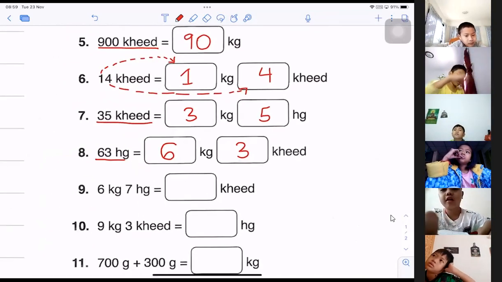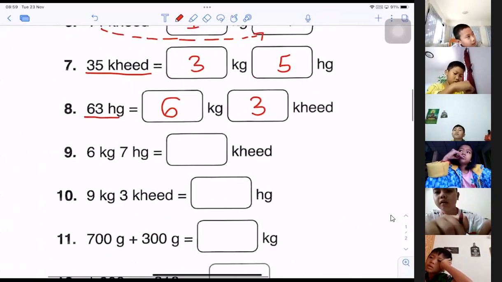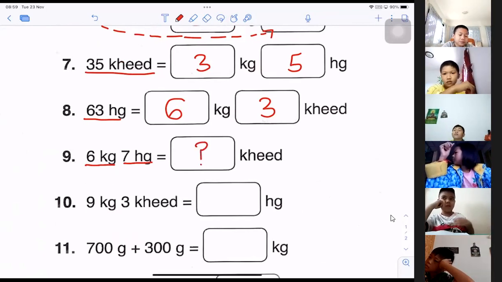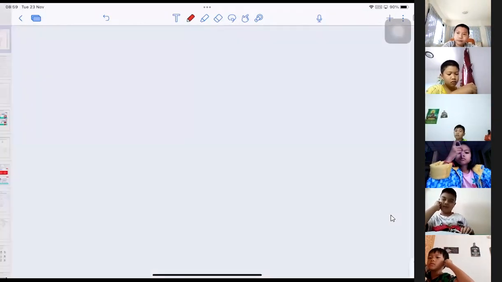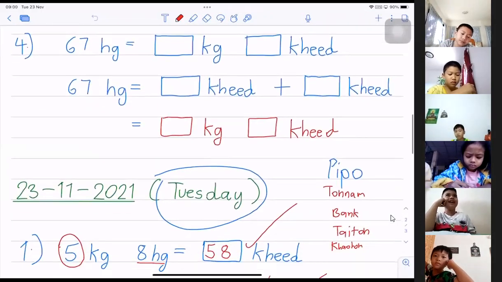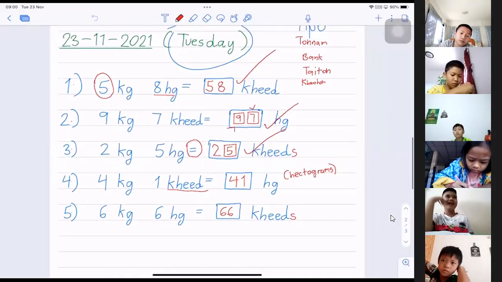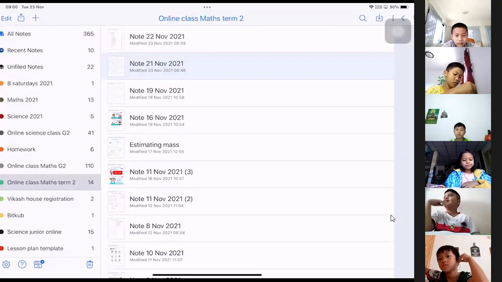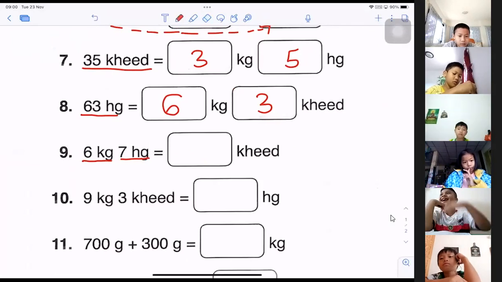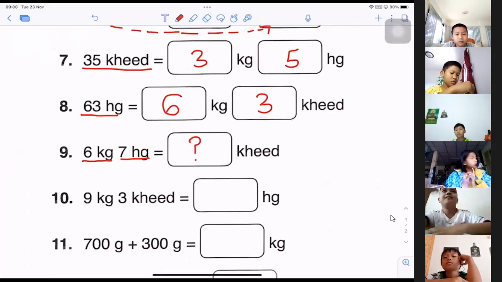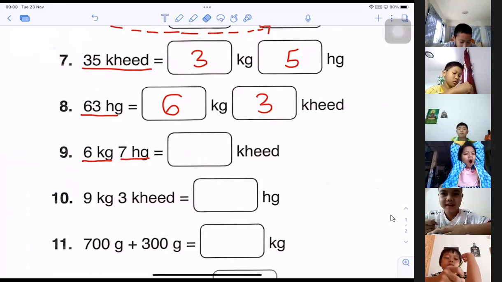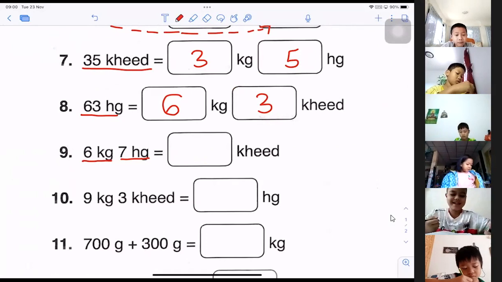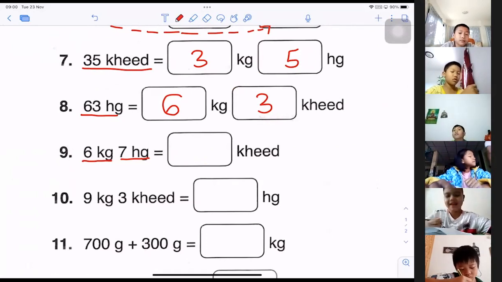Number 9, students. Number 9. 6 kilograms, 7 hectograms is equal to how many hg? Students, 1 second. Listen to me. It's like this, you see? Number 9 is like this, okay? So let me go back to the workbook. How many hg, students? 6 kilograms, 7 hg. How many hg? 67. Okay, very good. All right.